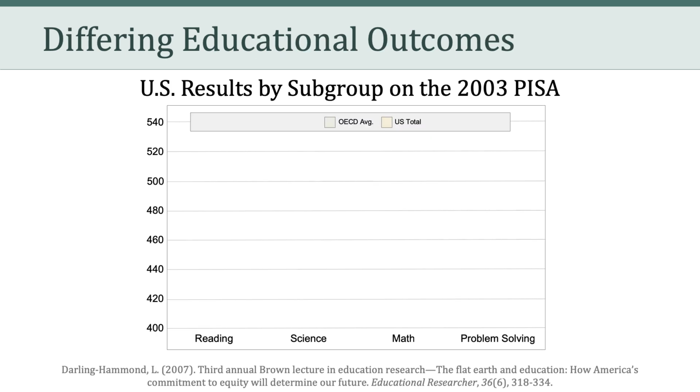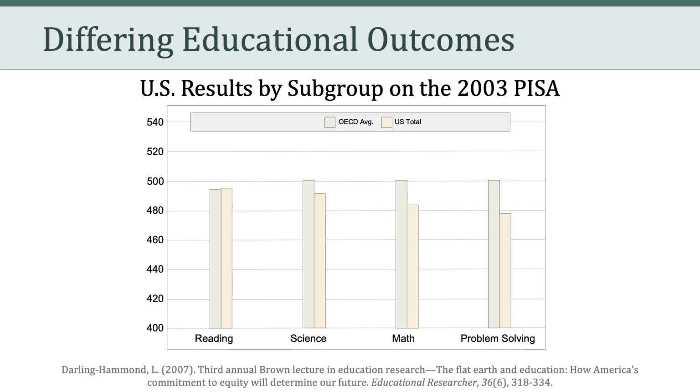Now, Darling-Hammond shares with us the U.S. results by subgroup on the 2003 Program for International Student Assessment, also known as the PISA. Let's take a look at how the U.S. does on average compared with the other 35 countries included in the PISA assessment. And that's labeled as the OECD, and of course OECD stands for the Organization for Economic Cooperation and Development, which helps administer and oversee the PISA assessment. So here we can see that the US is pretty close to average in reading, a little bit lower in science, a little bit lower in math, and considerably lower in problem solving.